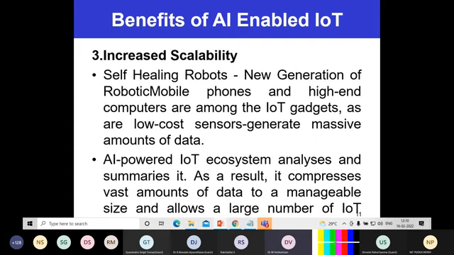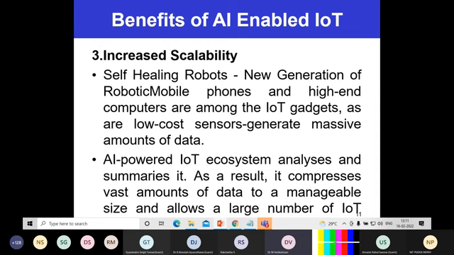And the third one is scalability. Scalability is another important benefit of AI-enabled IoT. When you talk about scalability, it can be any size of data, because the first slide which I showed you was data driven by AI.